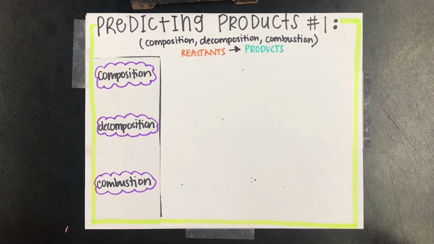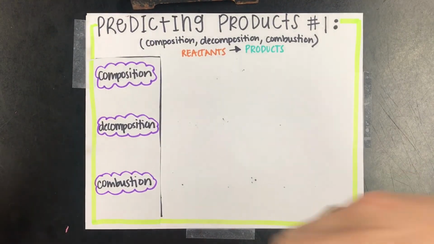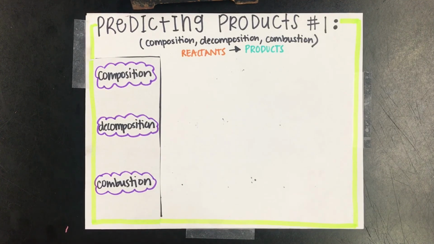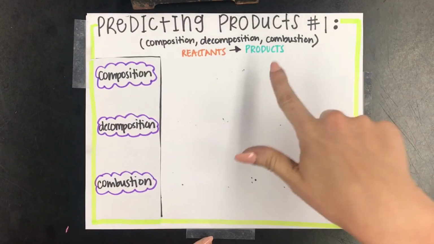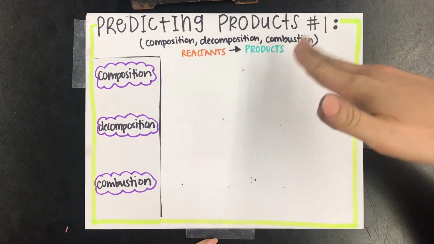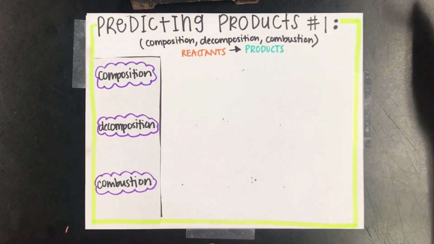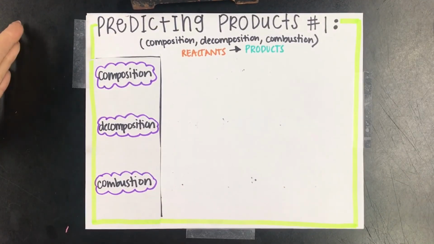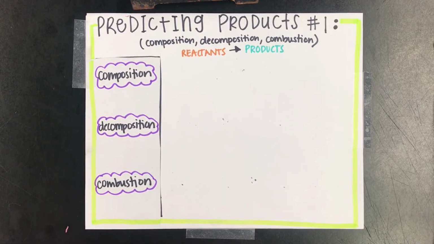Okay, so when I ask you to predict products, remember our reactants are what we start with on the left-hand side of the yield arrow. I'm asking for what the products would be.